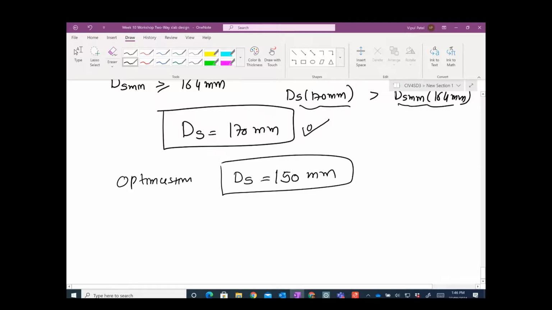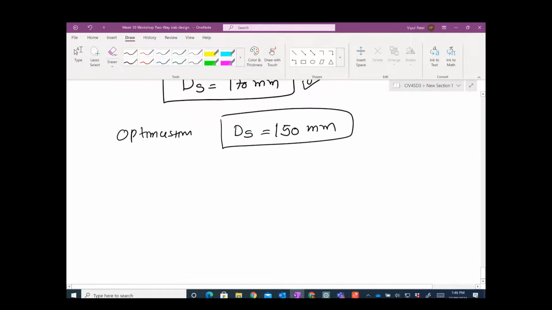But if you go to the simplified calculations, which require more detailed calculations and take into account everything, in that case you are able to reduce that ds value. So let's take 150 millimeters as a starting point and we optimize that, and I'll tell you the reason why. Now our design is going to start.